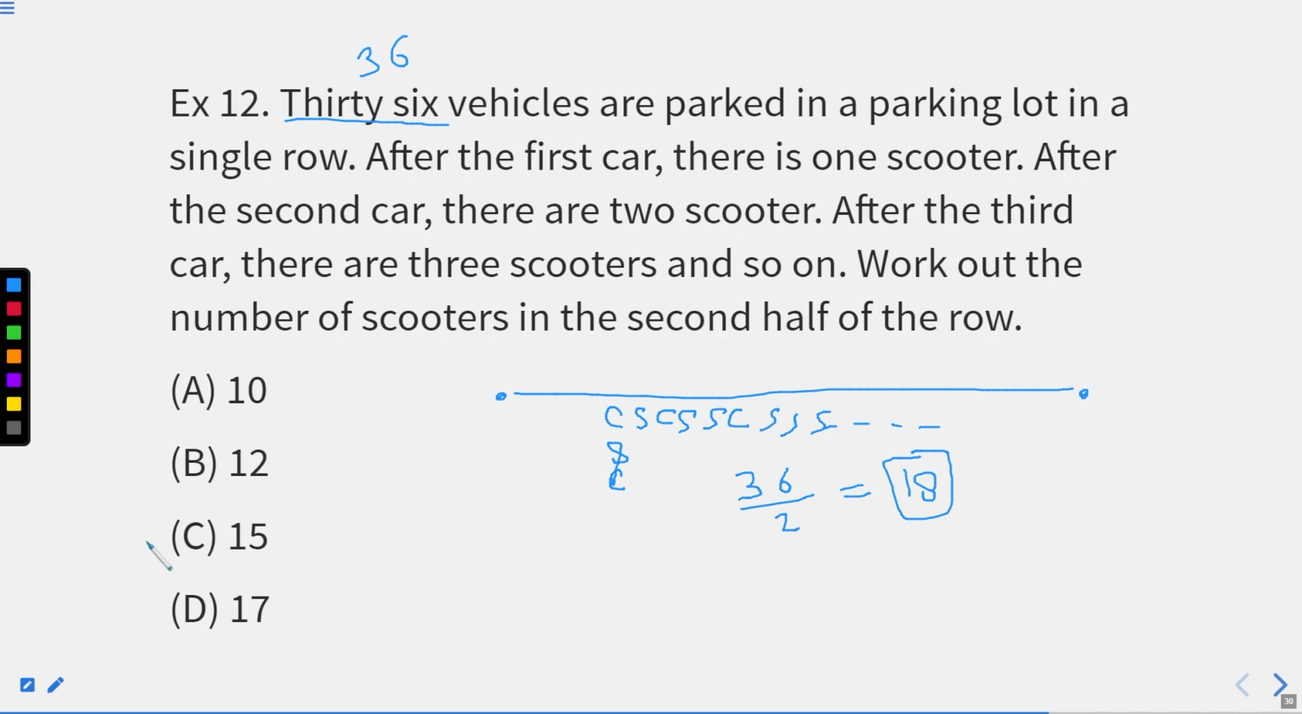So 15 is our option number C. I hope this question is clear. We have read the question properly. We understand the question. We made a rough diagram.